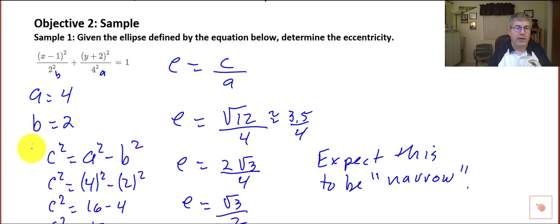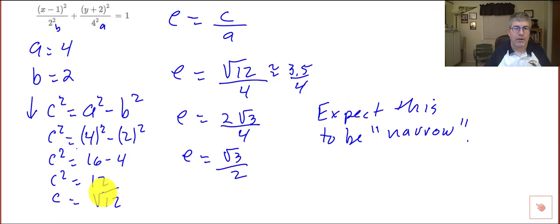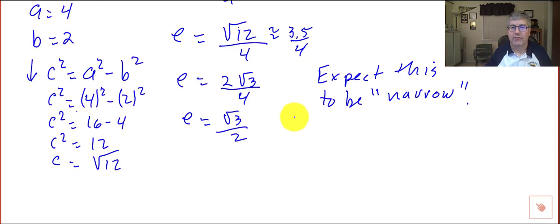So working down the page here, using c squared equals a squared minus b squared, we can substitute our a and b values in, and we get c squared is 12, and c is, once again, the square root of 12. Substituting into our formula, e equals c over a, so e equals the square root of 12 over 4, or 2 square root of 3 over 4, or the square root of 3 over 2. This is about 3.5 over 4, so we would expect this to be a relatively narrow ellipse, or less circular anyway.